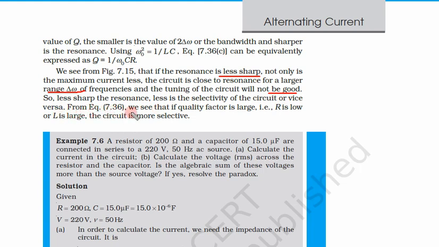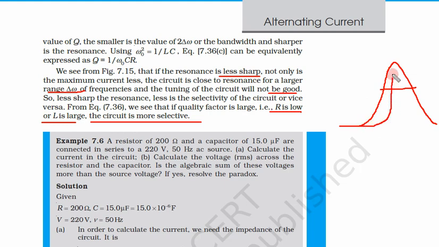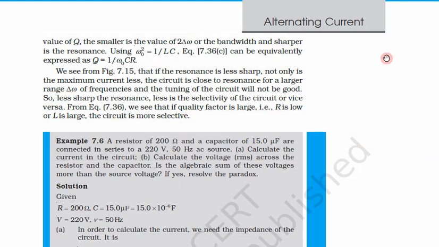From equation 7.36, if the quality factor is large, that is R is low or L is large, the circuit is more selective. So what they are trying to say, suppose this is not a very good quality factor, then we are not able to properly select the channel. If this is very sharp, then we are more selective, and we get much clearer sound on that particular channel that we have selected.